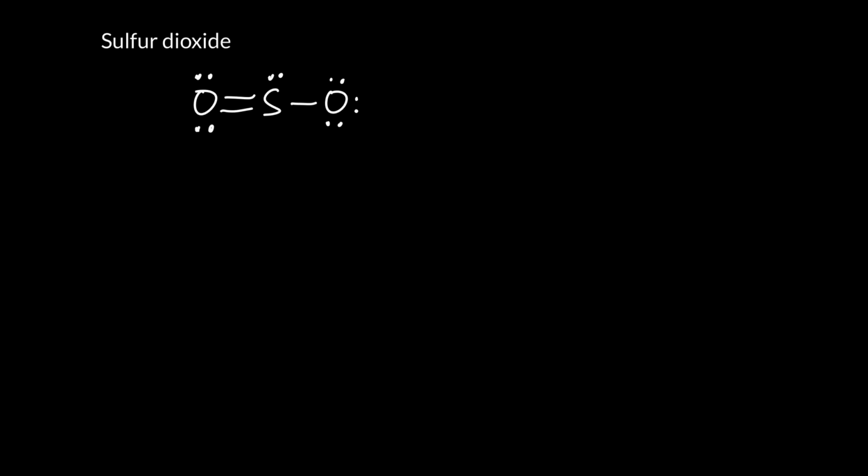Now, if we count the number of repulsions, we've got a single bond here, so that's one thing. We've got a lone pair on the top, so that's the second thing. And we've got a double bond over here on the left, so that's the third repulsion.